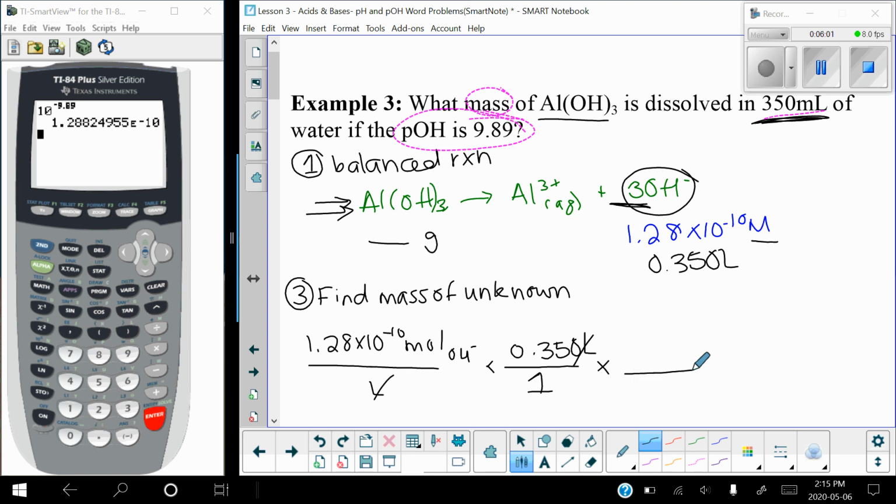Now that I have moles, I can use my molar ratio. I'm going to divide by 3 moles, okay, of hydroxide. Moles cancels out. Hydroxide cancels out. Let's finish our molar ratio. We have 1 mole of aluminum hydroxide, because again, ones are invisible in chemistry.